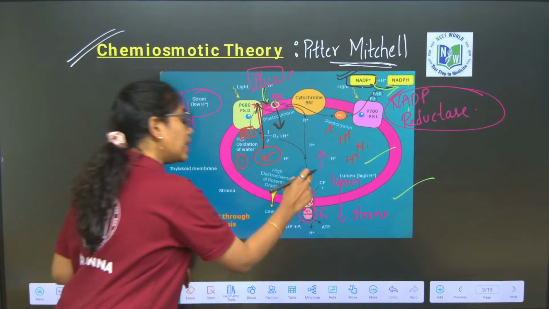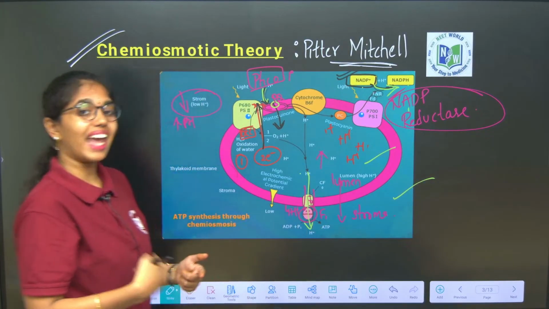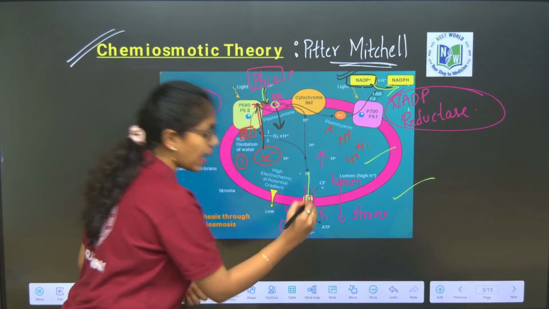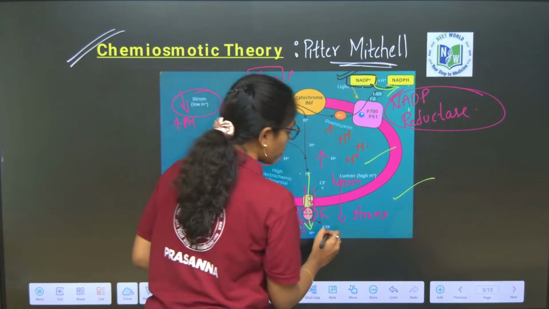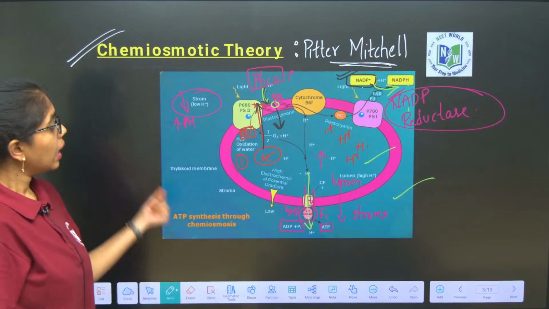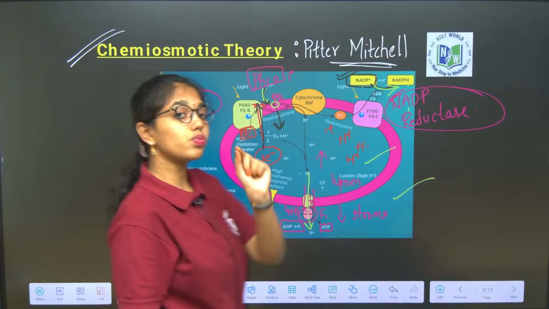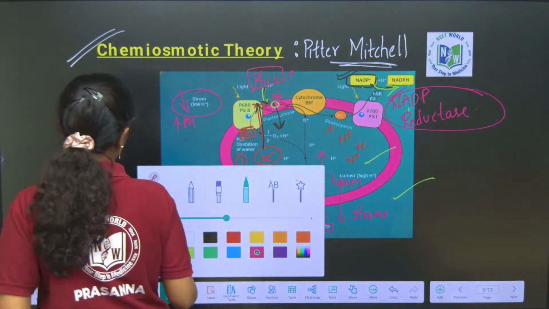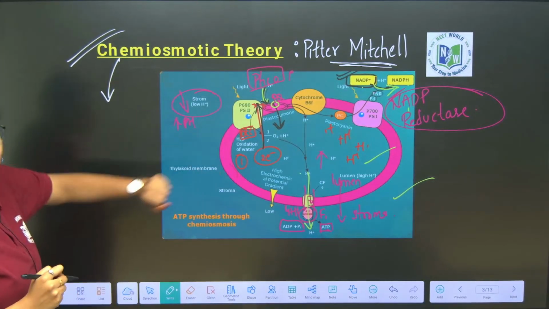In a single turn, it will release 4 protons, which aids in the phosphorylation of ADP and inorganic phosphate. Phosphorylating this forms out what? ATP. This leads to the formation of ATP. Clear, right, beta? Complete chemiosmotic hypothesis. And here there is one more major point to remember: what does the chemiosmotic hypothesis or this process require?